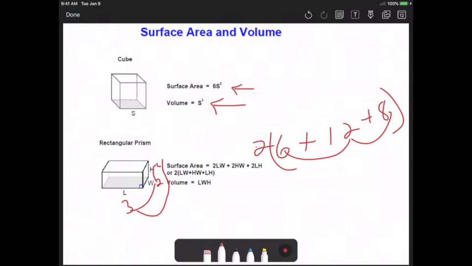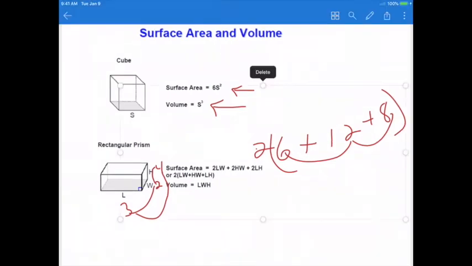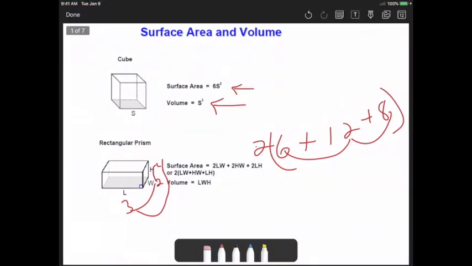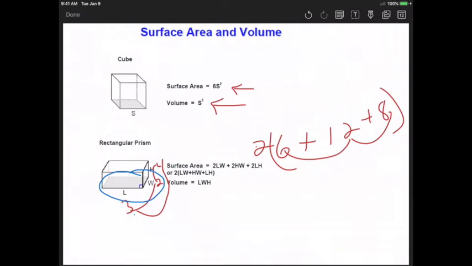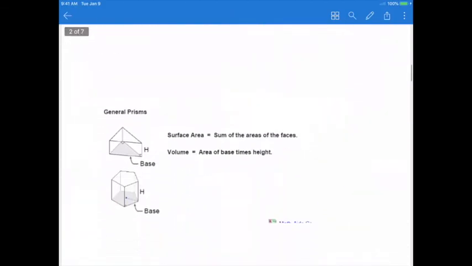Volume's pretty easy. We've done that many times, length times width times height. Or what you could do is this, figure out the base first. So 3 times 2 is the base. That would be 6, and then 6 times 4. Or 3 times 2 times 4. It's up to you. Okay, next, prisms.